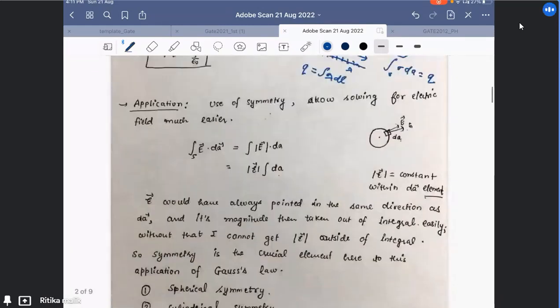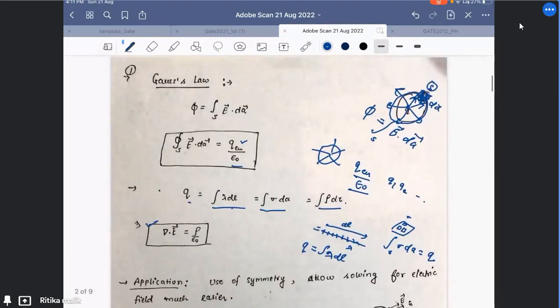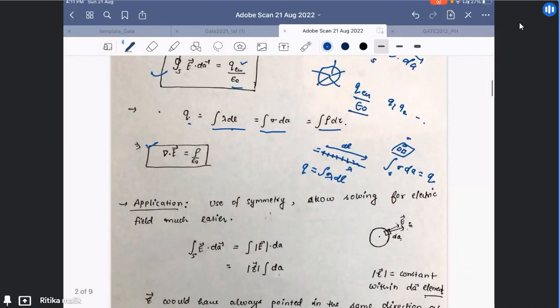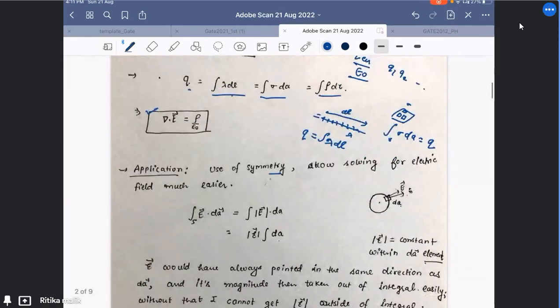So basically, we are focusing here on this integral equation. It is much more helpful for us today, but in future, if you need, you can use the divergence equation as well. So how will it be useful? By making use of the symmetry property.